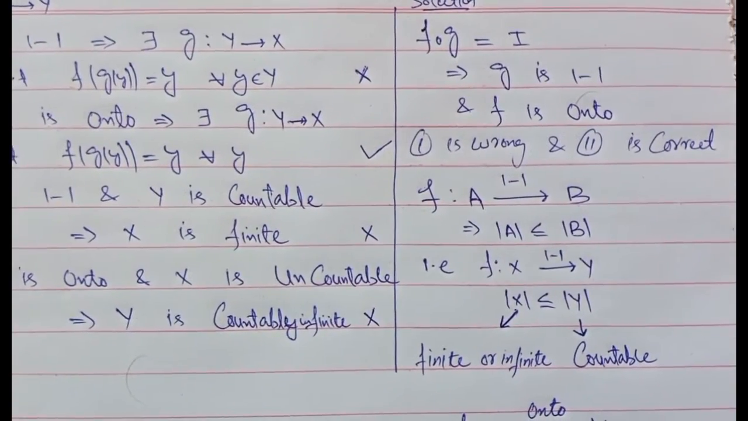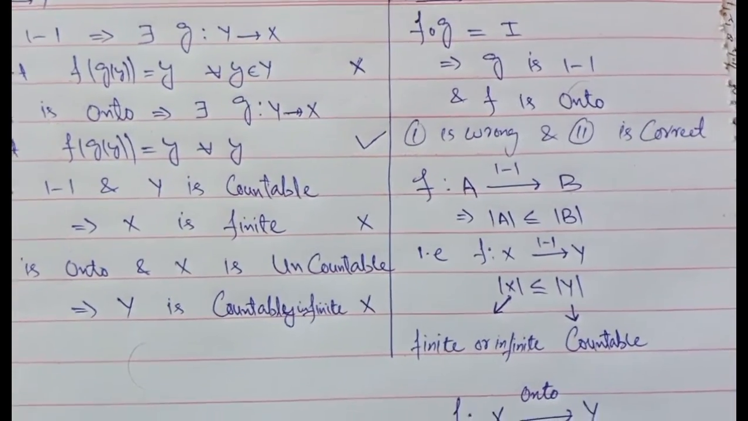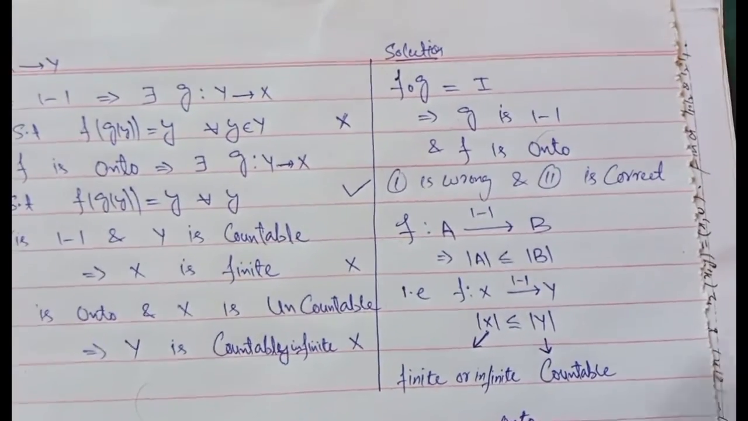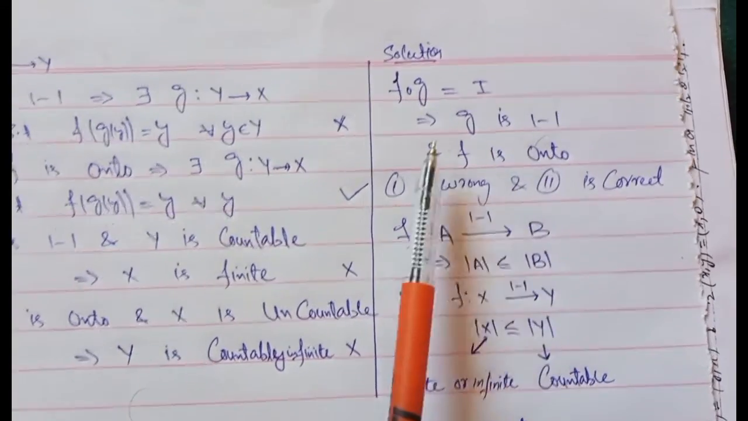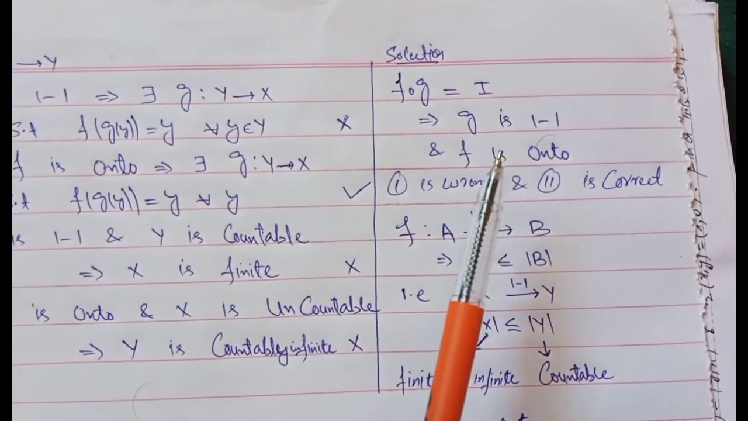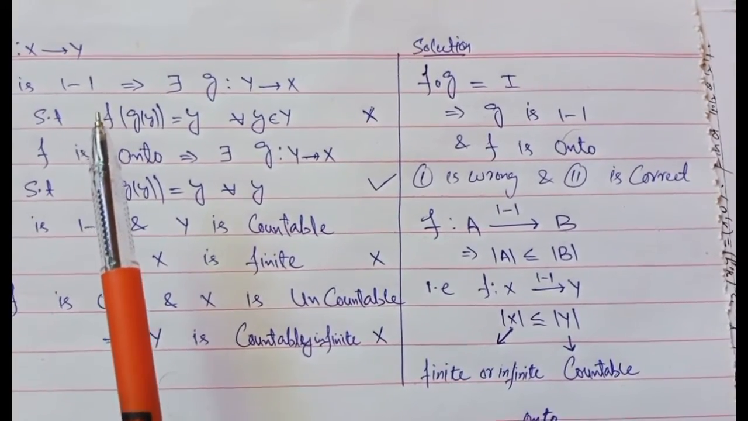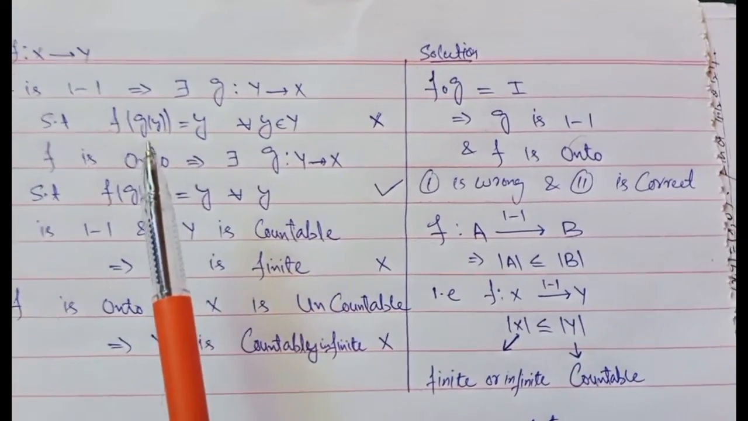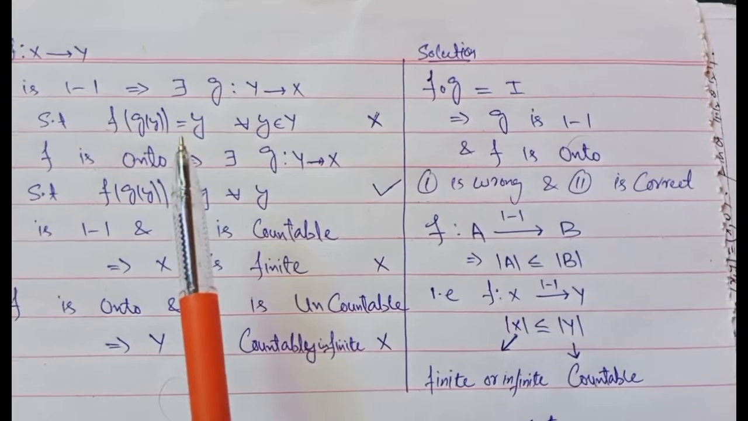We know if f composition g is a bijective function, then g is 1-1 and f is onto. Now considering f composition g is the identity function, then g is 1-1 and f is onto. But when we see in option first, f is 1-1, then there exists g from Y to X such that f composition g is y. This f composition g of y is an identity function.